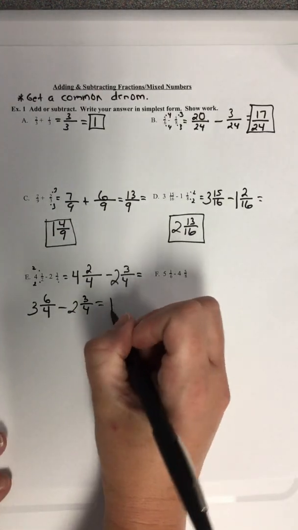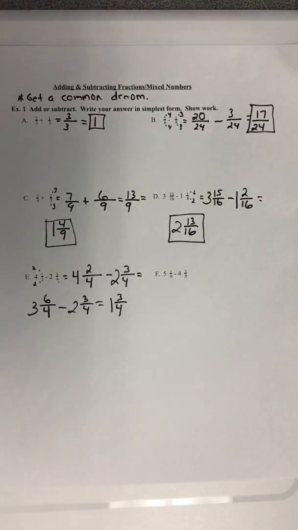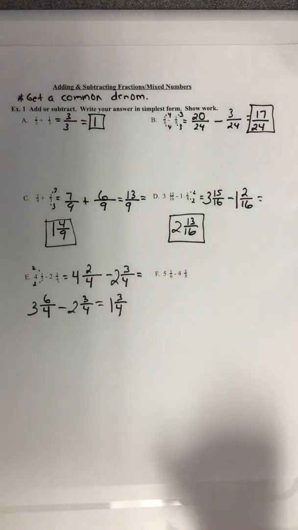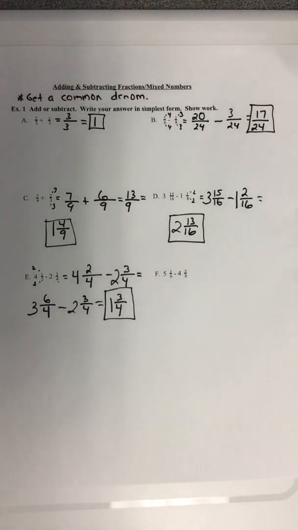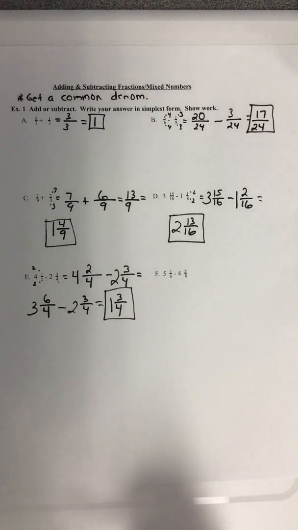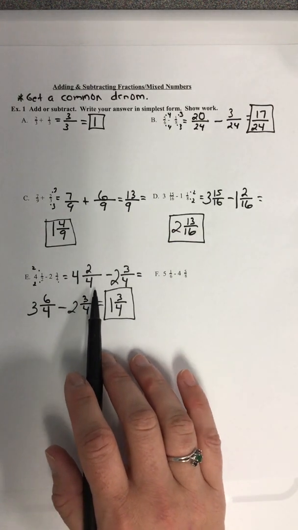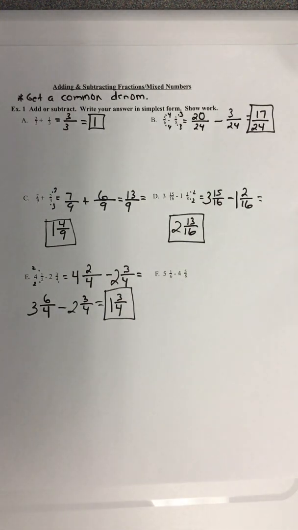3 minus 2 is 1. 6 minus 3 is 3. The 4 goes along for the ride. My answer is 1 3/4. Now again, like I said, there is one little benefit if you were to write it top heavy. If you don't like doing that, then maybe an option for you would have been to turn these into improper fractions, so that way I didn't have to deal with what I just had to deal with. Okay, but again, like I said, causes some bigger numbers.